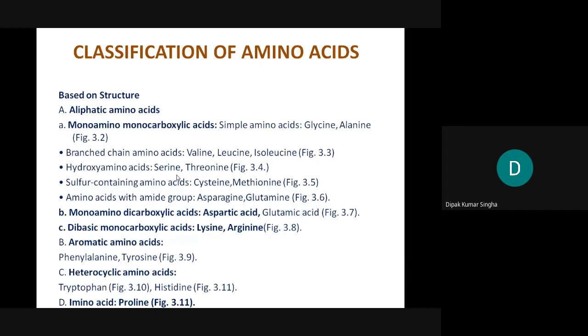Mono amino dicarboxylic acids, that means amino acids with two carboxylic groups. An amino acid has at least one amino group and one carboxylic group, but here it is one amino group and two carboxylic groups: aspartic acid and glutamic acid. Another is the dibasic monocarboxylic acids, one carboxylic group but two or more amino groups, like lysine and arginine. Another is the aromatic amino acids, phenylalanine and tyrosine, heterocyclic compounds like tryptophan and histidine, and the imido acid proline.